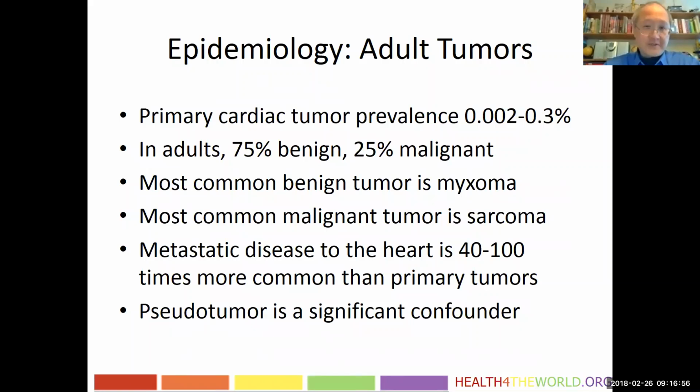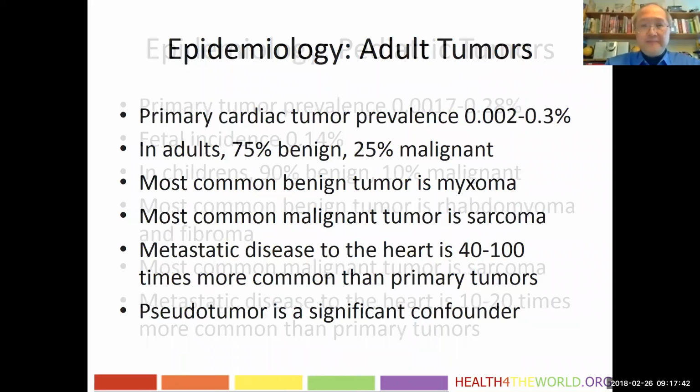Now, the most common benign type of cardiac tumor in adults is myxoma, and the most common malignant cardiac tumor is sarcoma, especially angiosarcoma. Metastatic disease of the heart is about 40 to 100 times more common than primary tumor. So if you see a cardiac tumor, and if you discern some malignant behavior, such as aggressiveness, then you really should think about metastatic disease first before you plow into primary cardiac tumor. And finally, pseudotumors, either from limitations on imaging or caused by misinterpretation of normal cardiac structure, are a significant confounder.